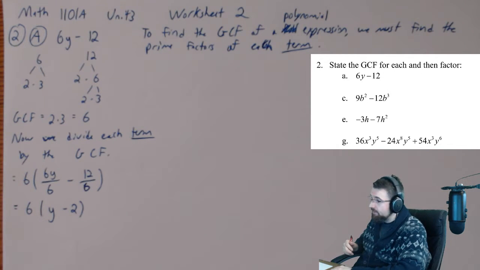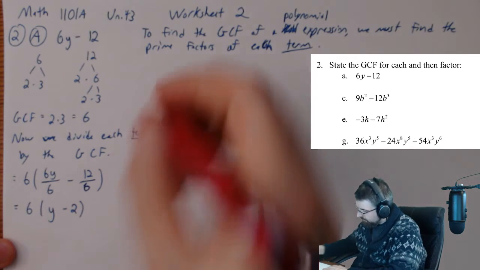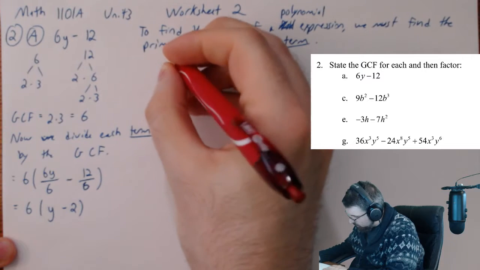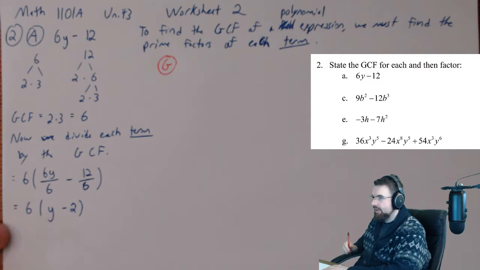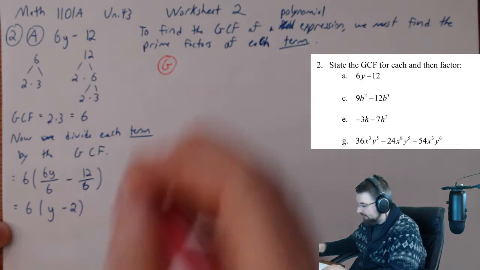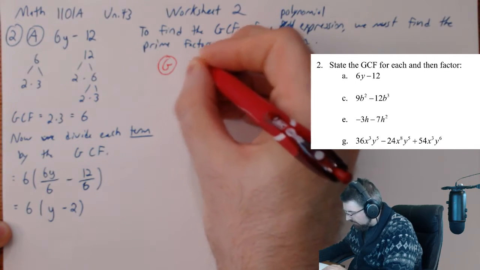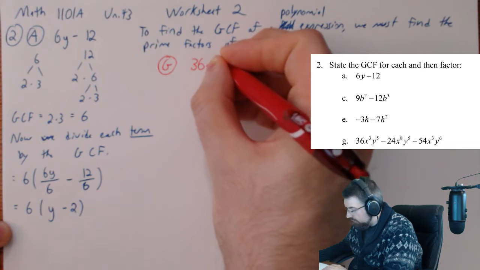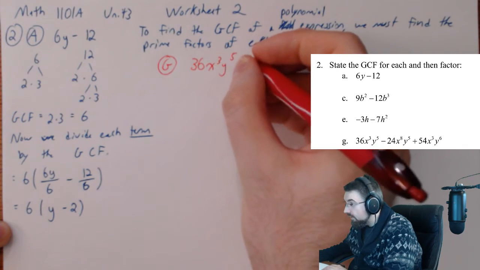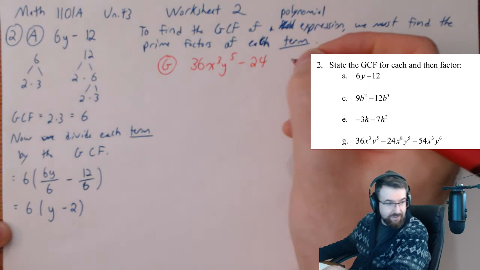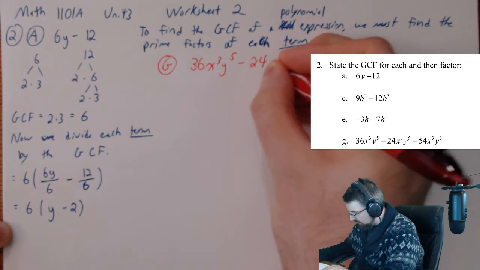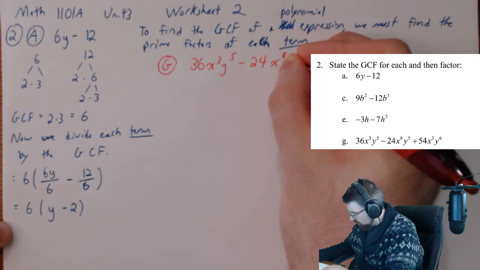So now let's go on and do G. And G is a touch more involved, but as you'll see here now, G is identically the same in effect, right? So it's going to be 36 x cubed y to the 5 minus 24. Is that x to the 8? My word. 24x to the 8 y 5.